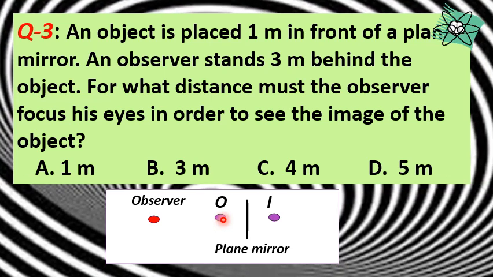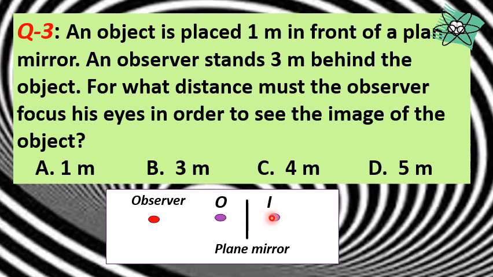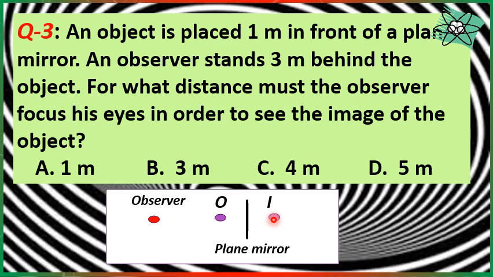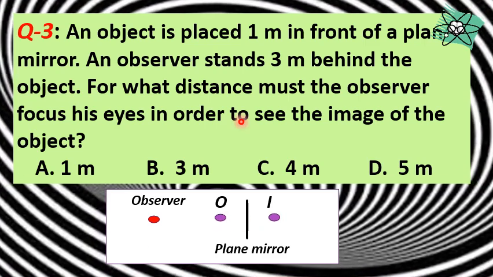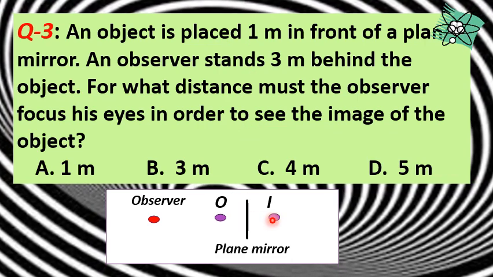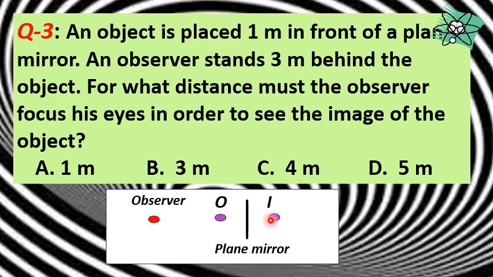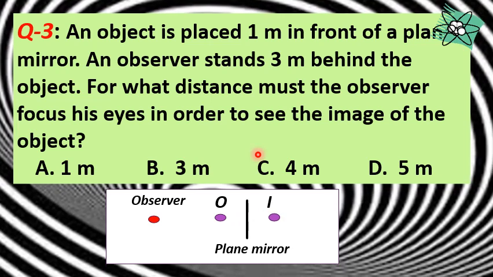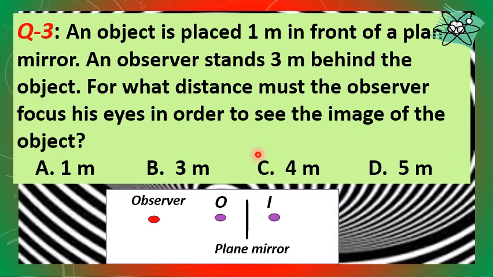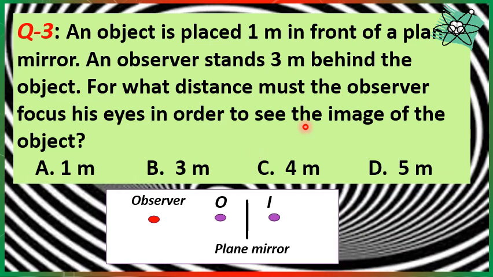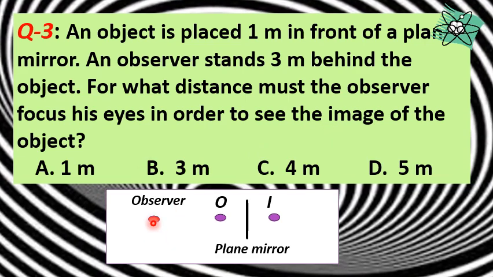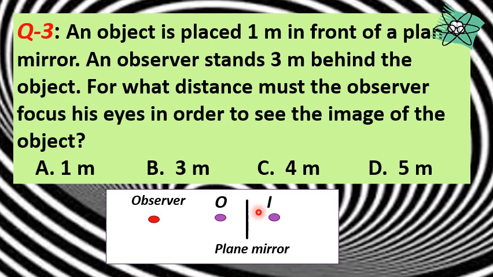Now we already know that the distance of the image formed by the plane mirror is just equal in magnitude to the object distance. So if the object distance is 1 meter, then the image distance is also 1 meter, but behind the mirror. And the question: what distance must the observer focus his eyes in order to see the image of the object? So for this particular observer, how far is the image?